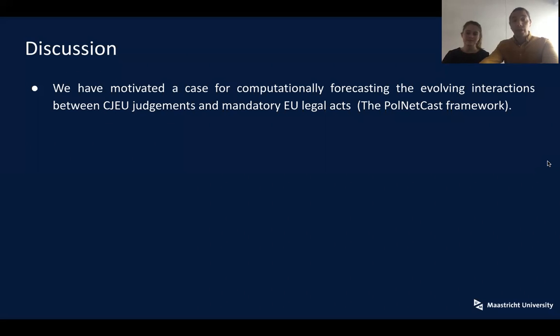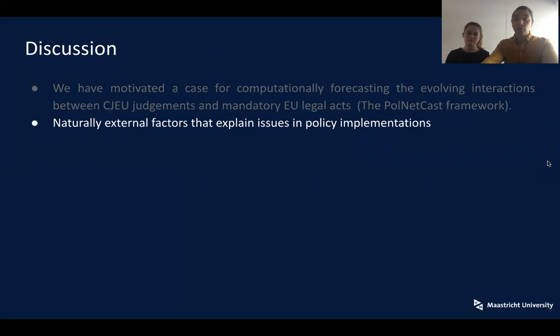So far, we have motivated the case for computationally forecasting the evolving interactions, the Paul-Netscast framework. Naturally, you might be wondering that there are a lot of external factors that explain the issues on policy implementations, and that is more or less why we want to isolate all those factors and look at the interactions themselves. Can the interactions between litigation events and the network snapshots in time tell us something about the issues on delays?